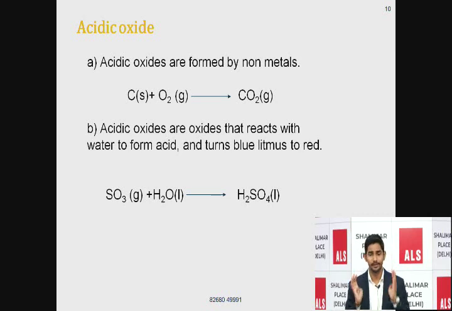Just remember one thing: if you would like to know about the nature of the oxide, just dissolve that oxide into the water. If it makes an acid, you will say it was the acidic oxide. If it makes a base, you will say it was the basic oxide. If it reacts with acid as well as base, you will say it was the amphoteric oxide. And if it doesn't react with anything, you will say it is neutral. Okay? I hope it is clear to everyone.